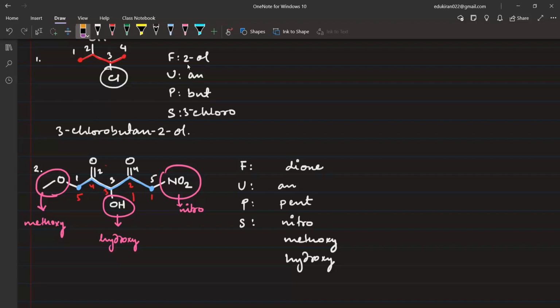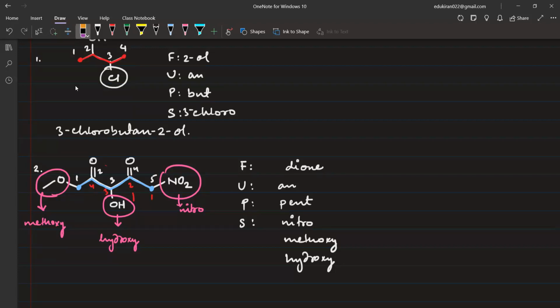Now, the first substituent in alphabetical order is hydroxy, and hydroxy is getting 3 in both cases. Then you have to look at the next one. After hydroxy comes methoxy. Methoxy should get the least number. So methoxy is getting 1 in the white case and 5 in the red case. So I will number it the white way, not the red way, because I have to give methoxy the least possible number. Methoxy is getting either 1 or 5, and 1 is lesser, so I will consider that one.